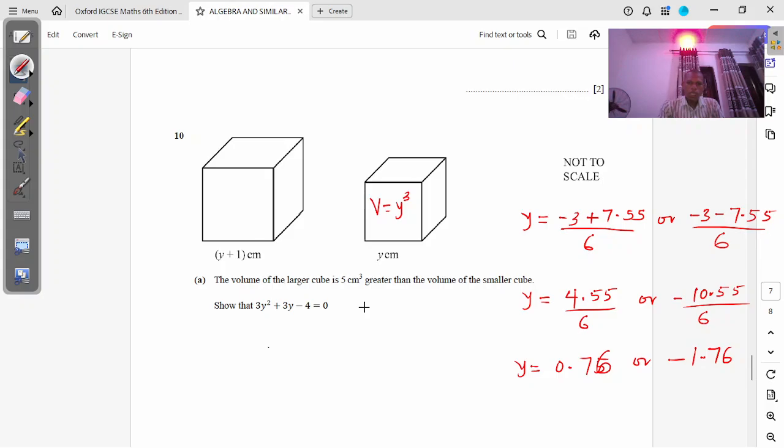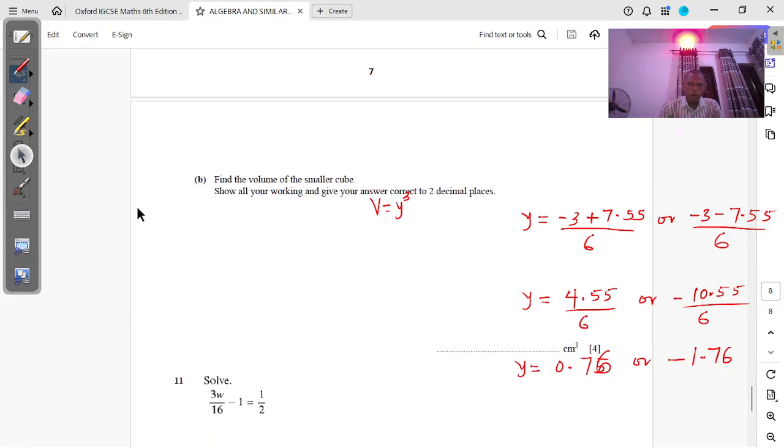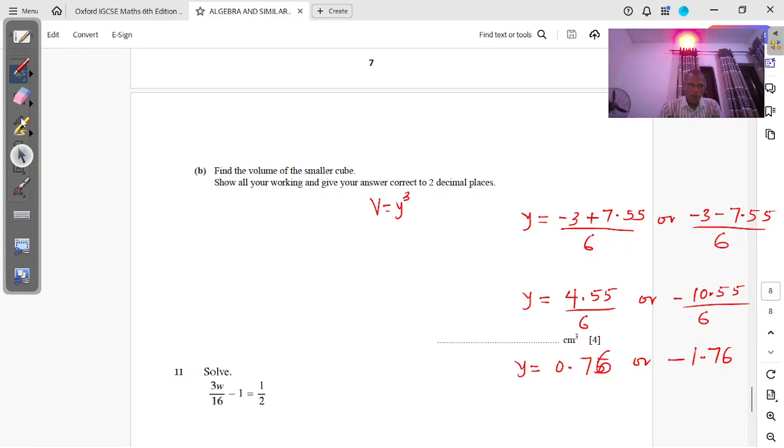So for me to get the volume of the smaller cube, I'm going to cube the value of y I got here. Now I cannot use this negative value of y in this context because volume cannot be negative, so this answer will be discarded.